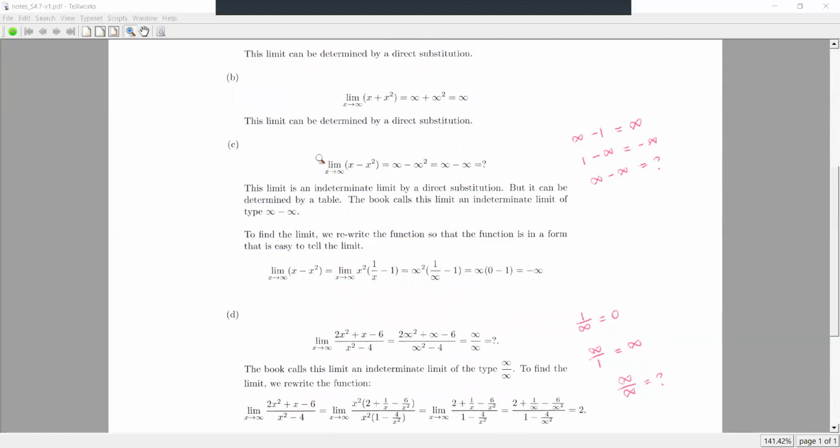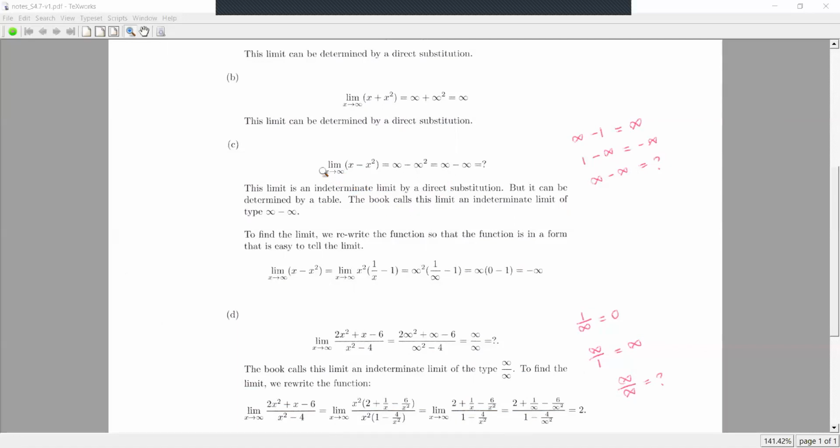So, about this limit, direct substitution doesn't work. So we say that this is a difficult limit. The book calls this limit an indeterminate. Indeterminate means cannot be determined by direct substitution. The book calls this limit an indeterminate limit of the type infinity minus infinity.